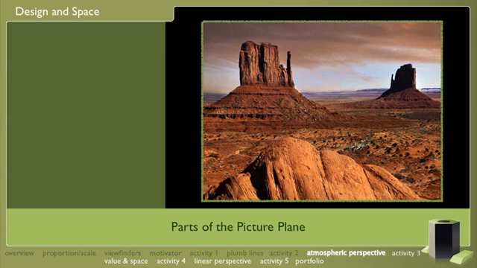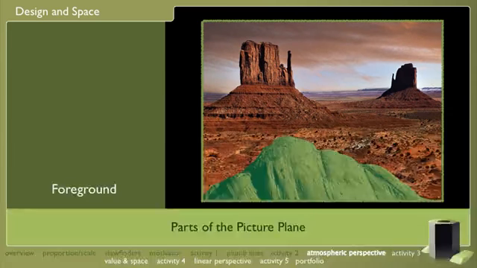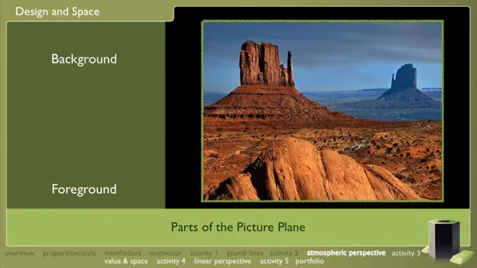There are terms you will hear when artists are speaking about the illusion of depth. Let's go over some of these terms and do some activities that will help you remember them. The surface of a painting or drawing is sometimes called the picture plane. The part of the picture plane that is nearest to you is called the foreground. The part that appears furthest away is the background. The area in between is called the middle ground.